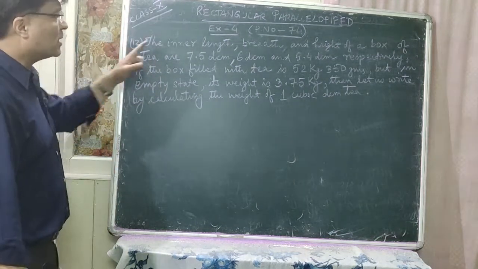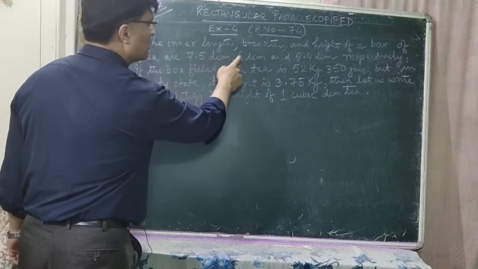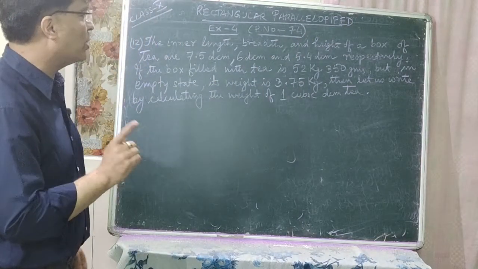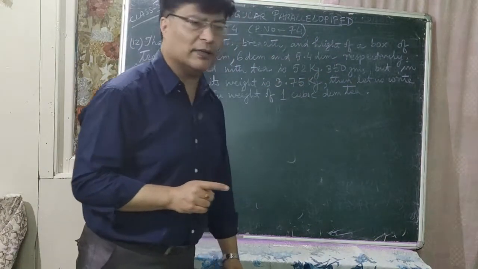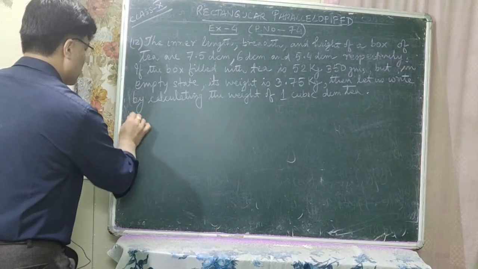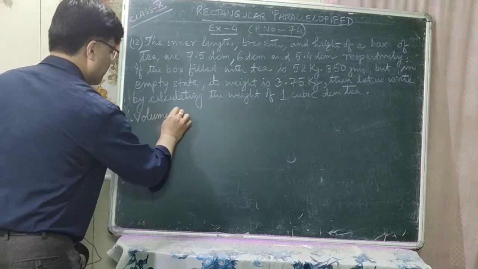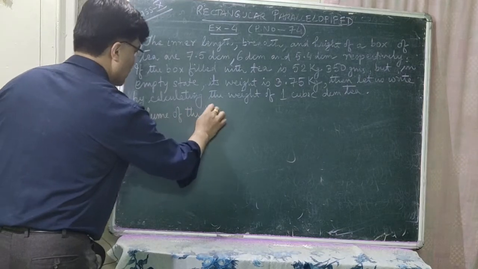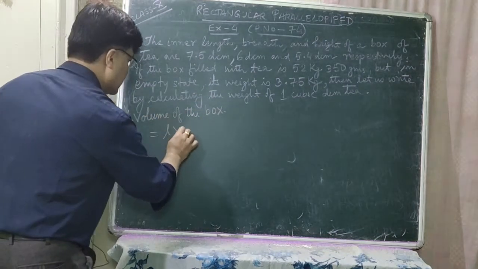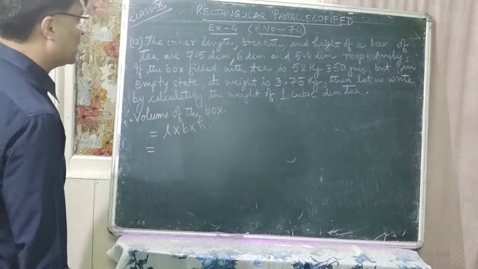Okay, so what is the length of the box here? Length of the box is 7.5 decimeter. What is the breadth of the box? 6 decimeter. And what is the height of the box? It is 5.4 decimeter. This is the volume of the box. So now let us find out the volume of the box. Therefore volume of the box is equal to, what is the formula? Length into breadth into height.